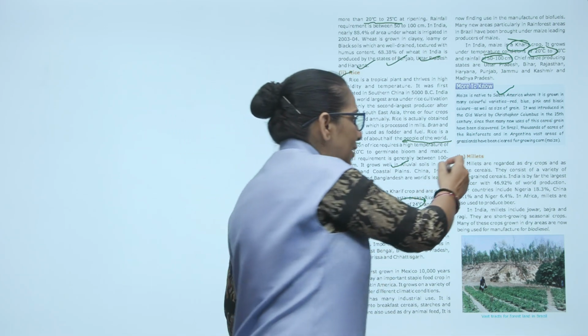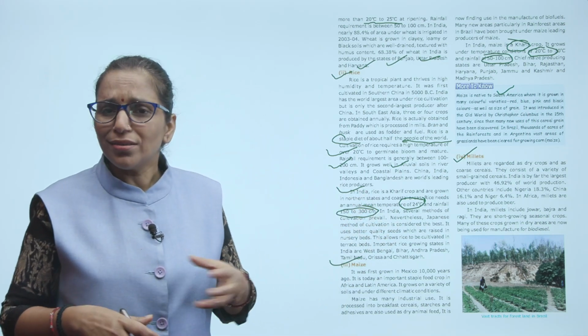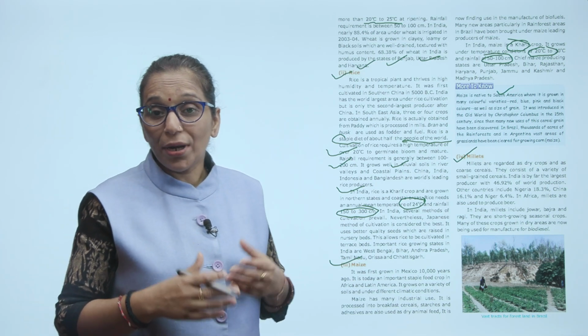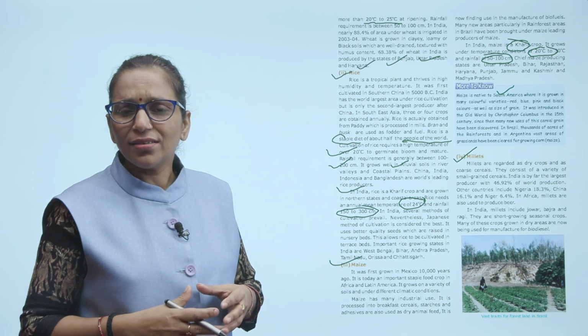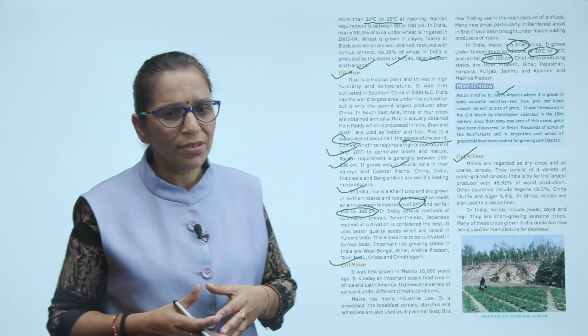Now moving to the millets. Millets are regarded as dry crops, a coarse cereal, not a staple food, and they are used for fodder also and for human consumption also. They consist of a variety of small grain cereals. India is by far the largest producer of millet, 46.92%. Other countries are also producing, like Nigeria 18.3%, China 16.1%, etc.